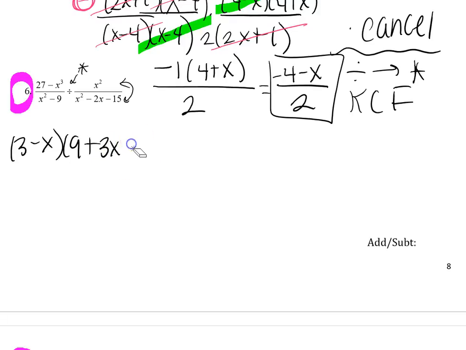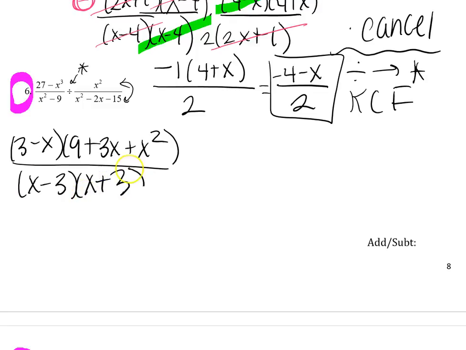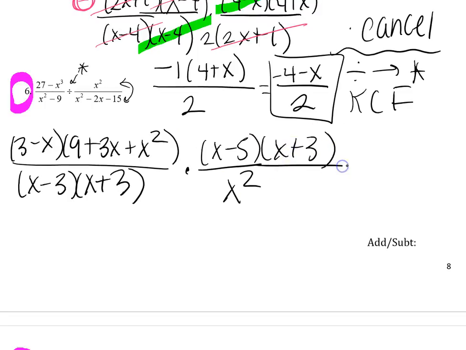Oopsies. Okay, and if you need to review SOAP, look at a previous video. Bottom stats. Okay, see how I flipped it? So now the x squared's in the bottom. In the numerator, this is x minus 5 times x plus 3.